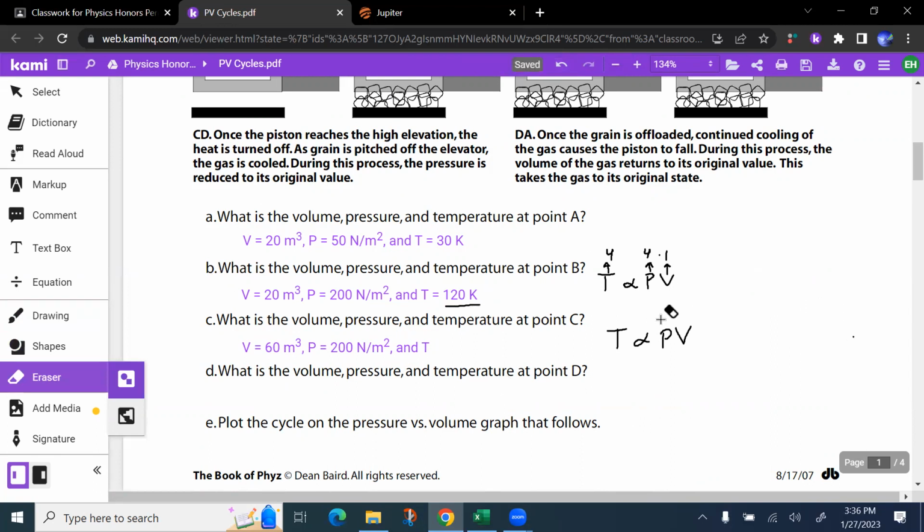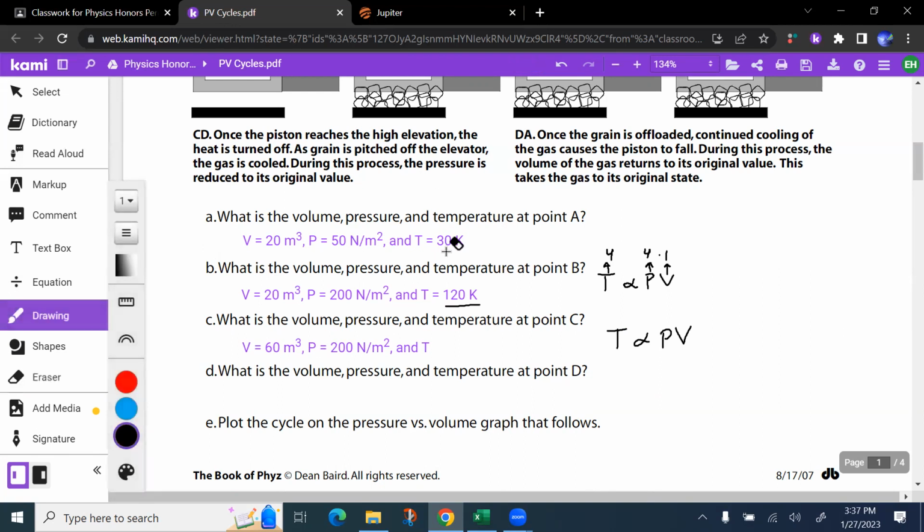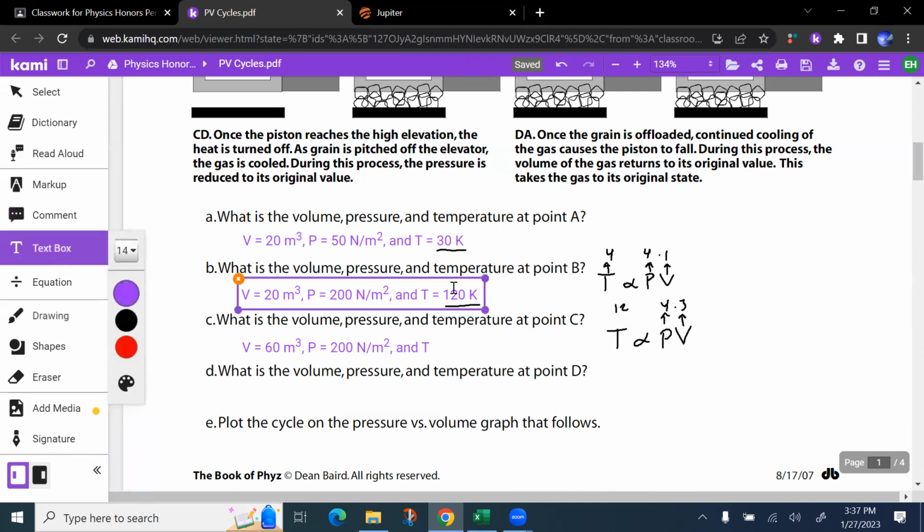Another way to look at it would be if we looked at the pressure and volume from the original 30. So from the original 30, okay, what's happened? The pressure has gone up by a total of 4. The pressure has quadrupled, right? And the volume has tripled, which means the temperature is 12 times greater than that, okay? Either way, you're going to get the same value, which is 360 Kelvin.